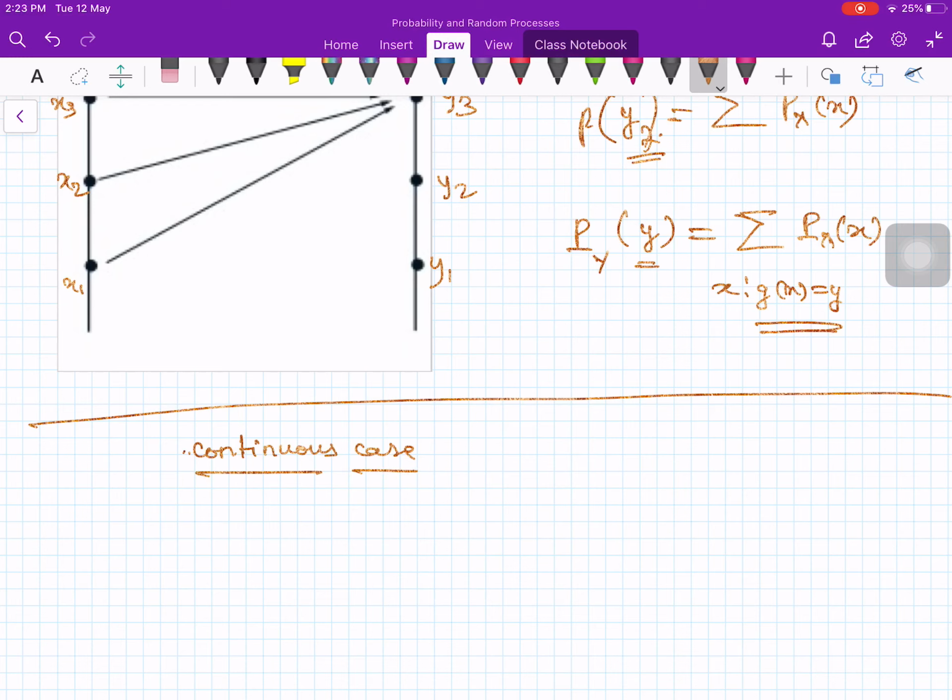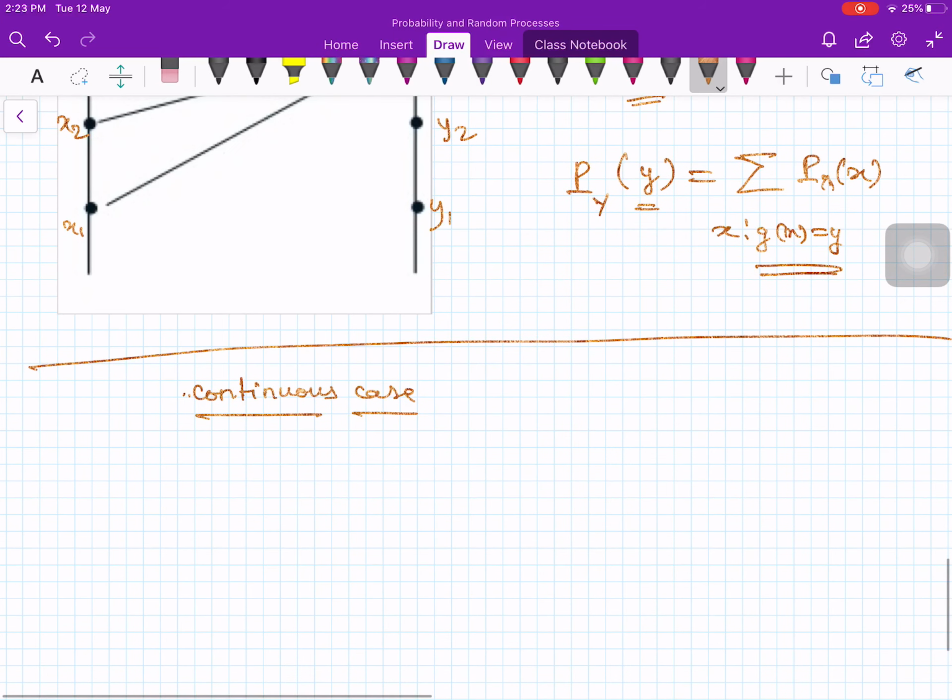Okay, suppose we are in the continuous case. Suppose x and y now can take values anywhere. So here x and y are continuous values. Therefore they can take any values in the range. I try to use the same method, and I ask what is the probability that y is going to take this value.